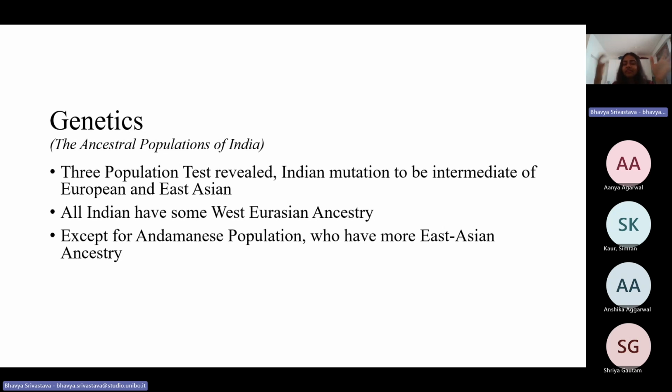And we found out that all Indians, no matter if you're living in the southern part of India or in the northern part of India, all have West Eurasian ancestry present in us, except for the population living in the Andamans, which have a more East Asian ancestry. But that's a different thing because the Andamanese population is a unique case in any sort of genetic study, for they have retained their genetic material for centuries, if not actually for millennia.